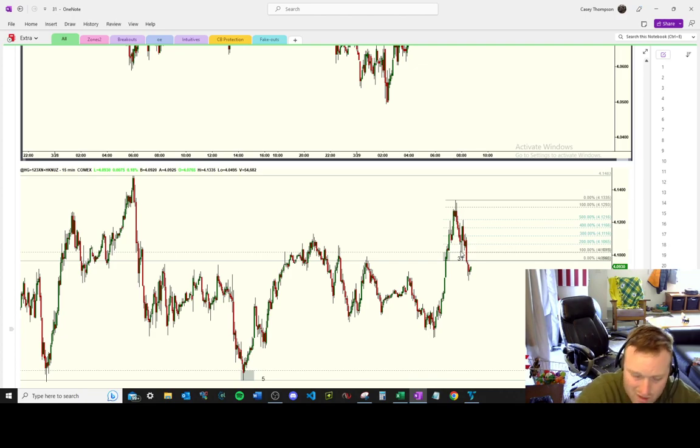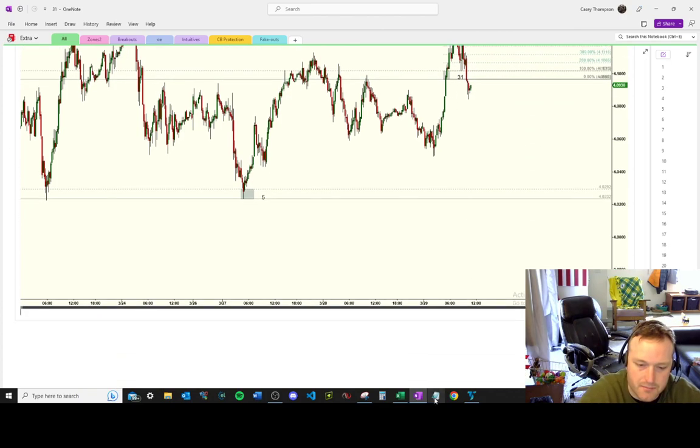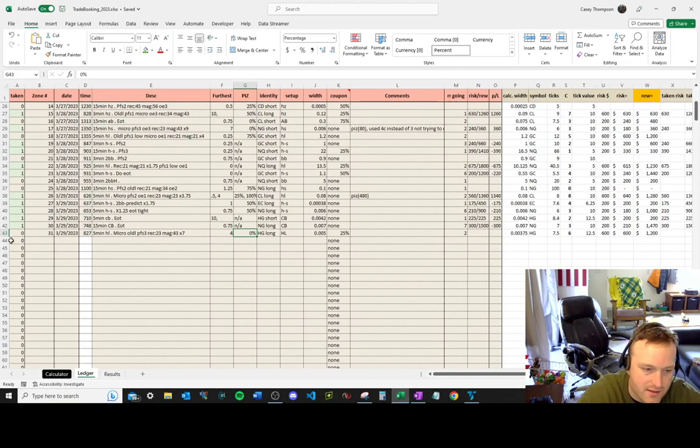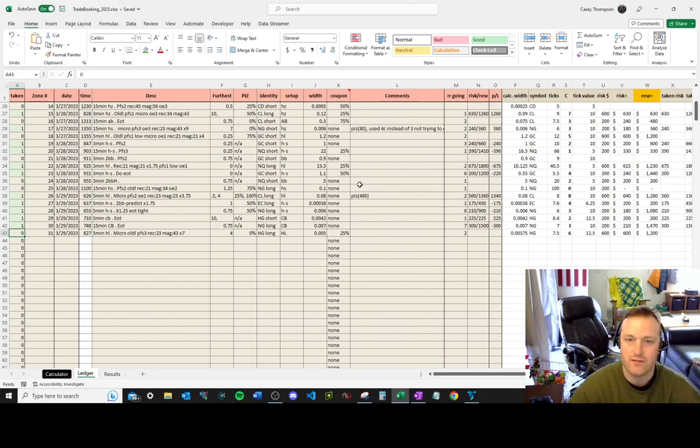I don't know if it would. Either way, it touched the proximal line, which is a 0% PIZ, and then it goes all the way up. Missed trades if you take coupons. It's okay. That's why we have this here. We're tracking everything, but it just wasn't actually applied to the account. That's all. Not a problem.